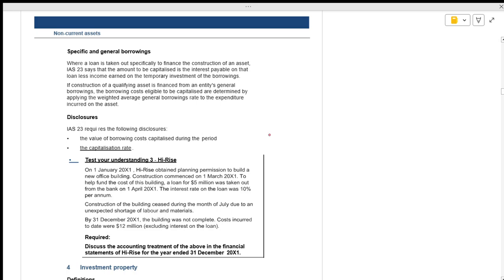So what are the specific and general borrowings? When a loan is taken out specifically to finance construction of an asset, it has to be capitalized. The amount to be capitalized is the interest payable on that loan less income earned on temporary investment. See what happens, how the things will progress practically. You have taken a loan of $100,000.